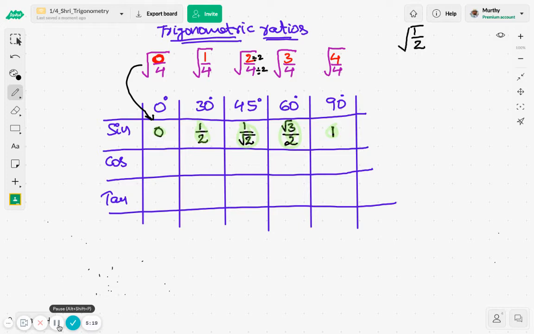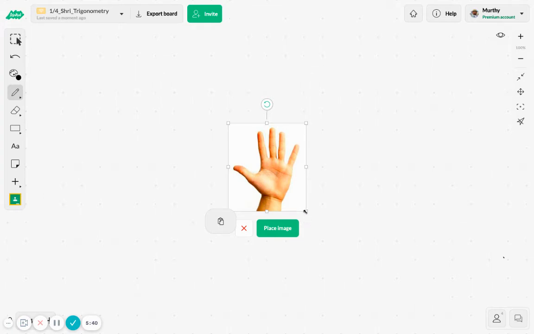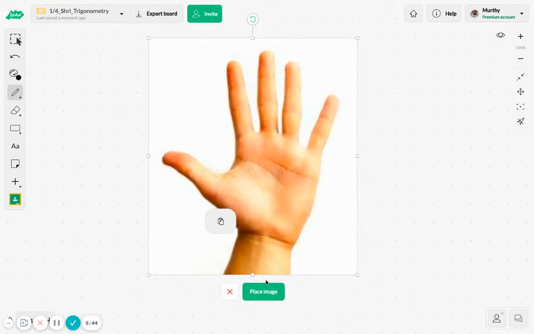So if you want to get these values, is it necessary to write all these values every time? The answer is no. There is one shortcut. Actually, I prefer to remember this way. Just give me a moment.